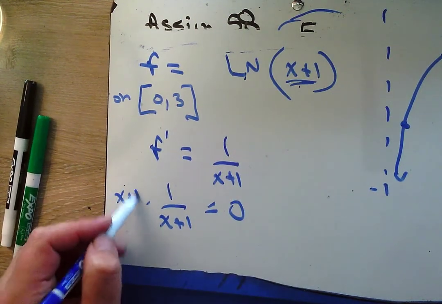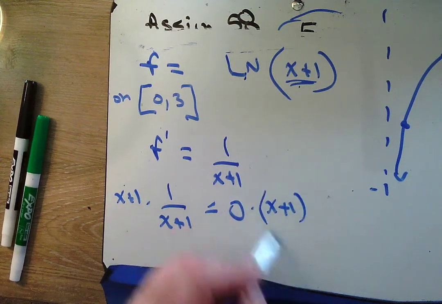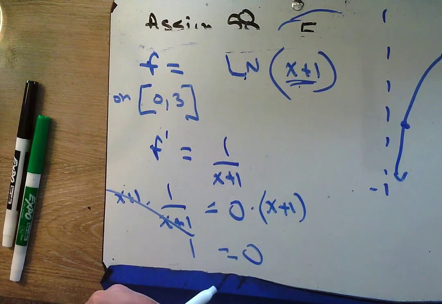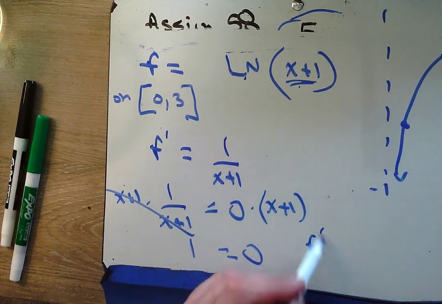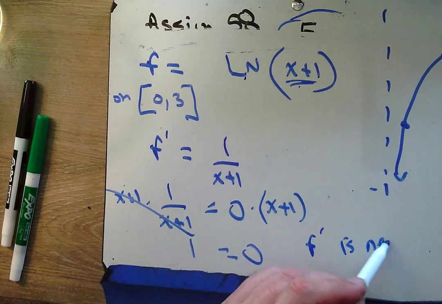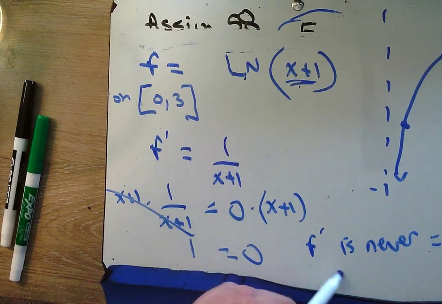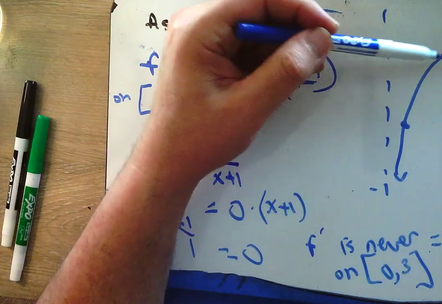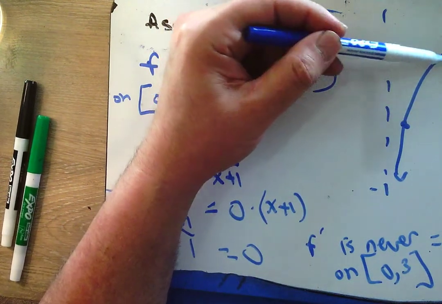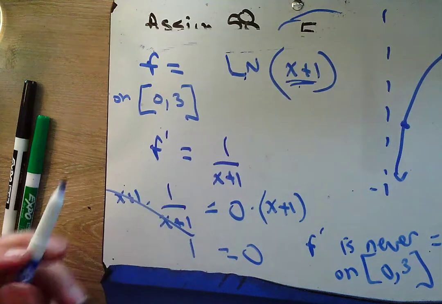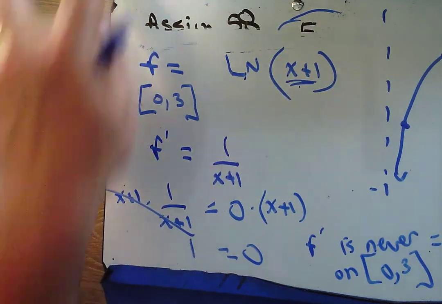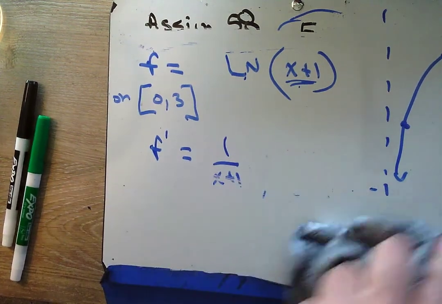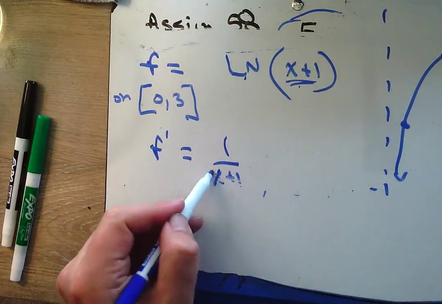Well, let's see what happens. These cancel. I get 1. 0 times stuff is 0. 1 equals 0. So what I learned from this is that f prime is never equal to 0 on 0 to 3. And I see that here. There are no slopes here that are a slope of 0. All of these slopes are positive. Okay. Where's the other place we might find mins and maxes?